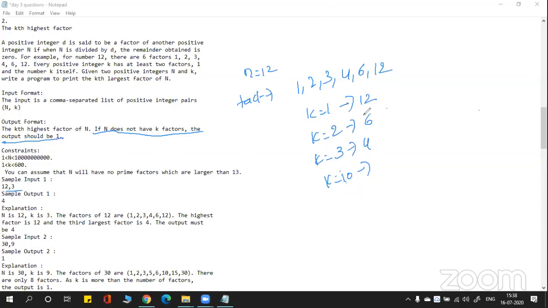When k is equal to 10, I don't have 10 factors, then my output should be 1. Exactly. So this is the question. Actually, the question is very easy. Just find out factors. Normally, they'll ask from the starting. Now they are asking from the ending. So now tell me, what should we do? I hope everyone understood the question.